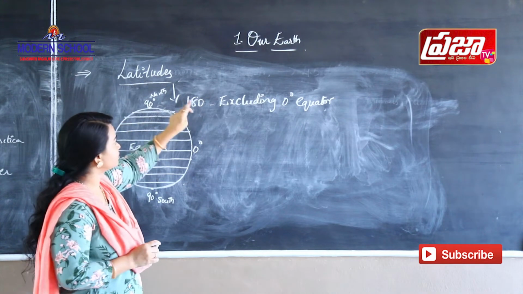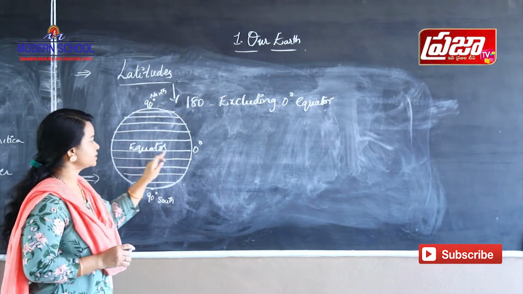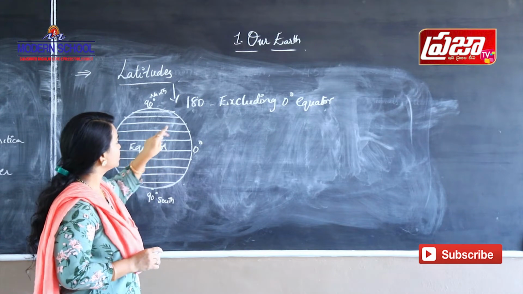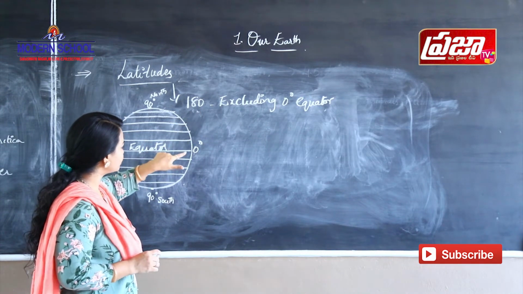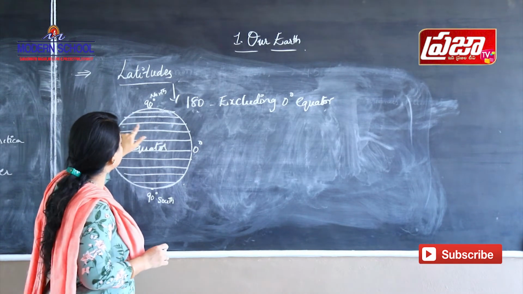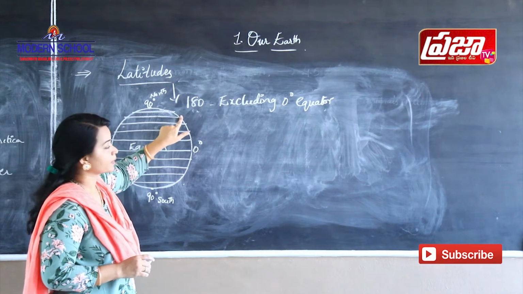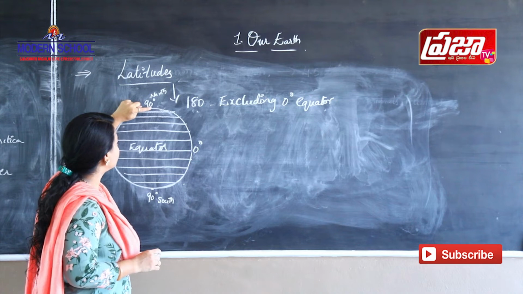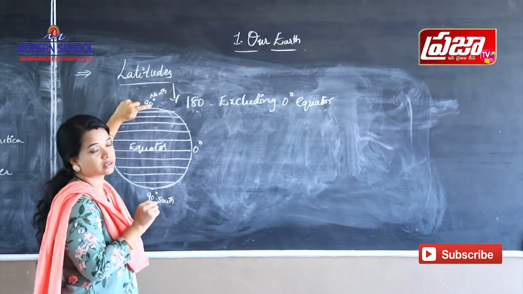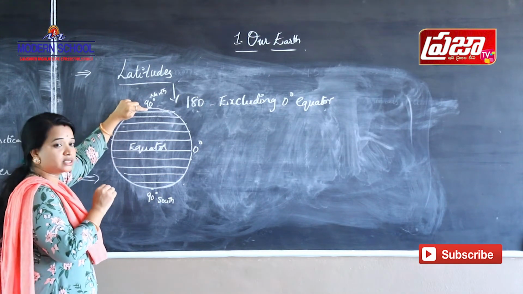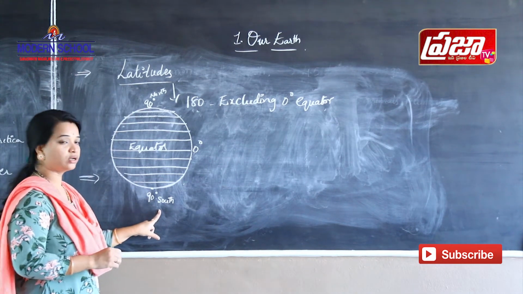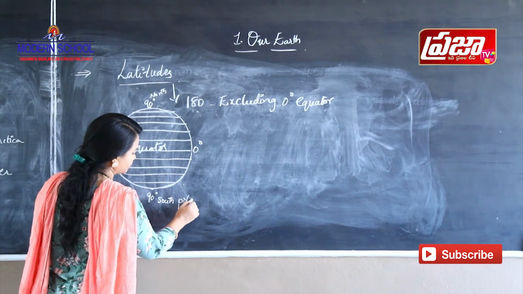It means latitudes are 180 in number excluding the 0 degrees equator, and this 0 degrees equator is the longest latitude among all of them. When we move from the equator towards the poles, the width of the latitudes reduces. At the North Pole, the 90 degrees latitude is not a circle, it is just a point, and vice versa at the South Pole also it is just a point.